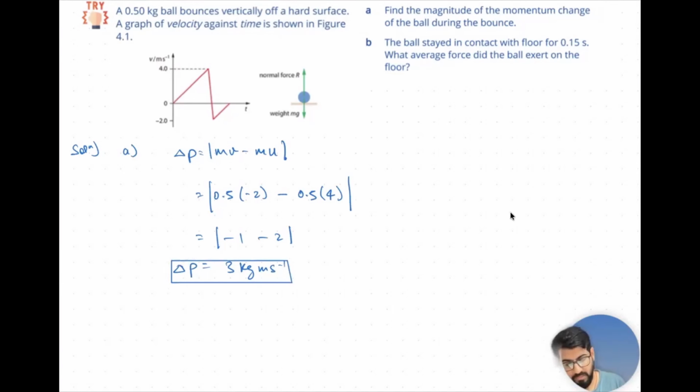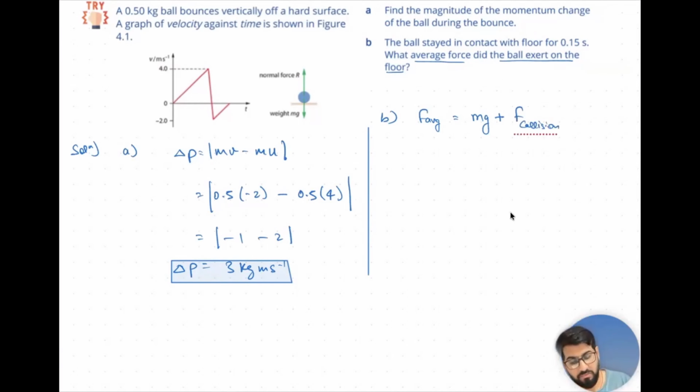Most of you might have got this correct. Now for the B part, you have to pay attention to one thing. The ball stays in contact with the floor for 0.15 second. What is the average force the ball exerts on the floor? The average force that the ball exerts on the floor will be the weight of the ball in the downward direction plus the force due to collision with the ground.